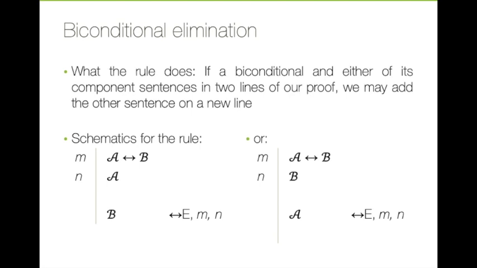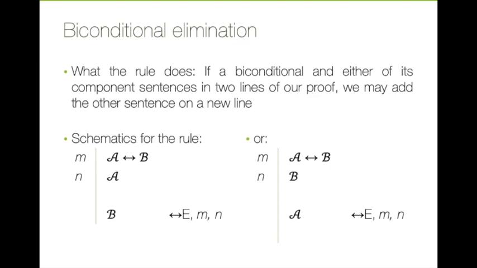The biconditional elimination rule is very similar to the conditional elimination rule. The only difference is that it's a biconditional, so the conditions go in two directions, not just one. So how does the rule go? If you see a biconditional and you see either of its component sentences in two separate lines of your proof, then you can add the other component sentence on a new line.